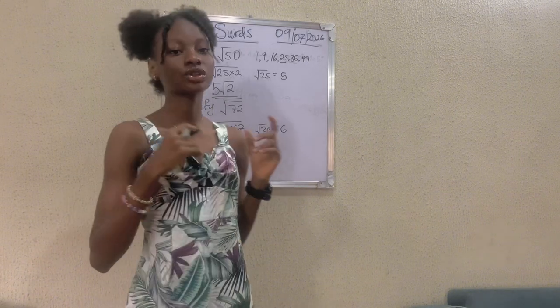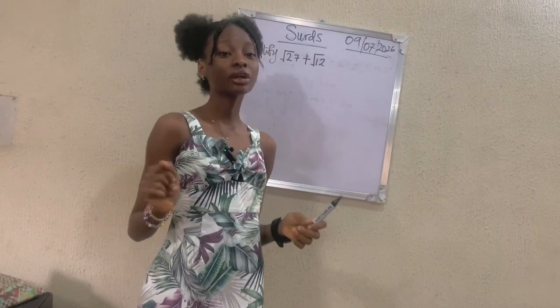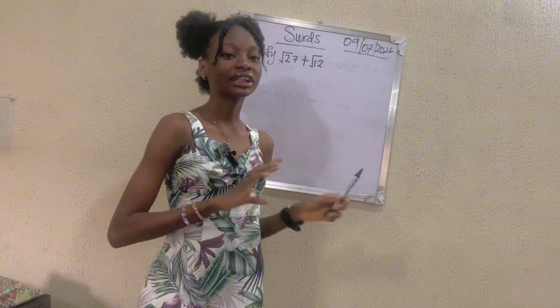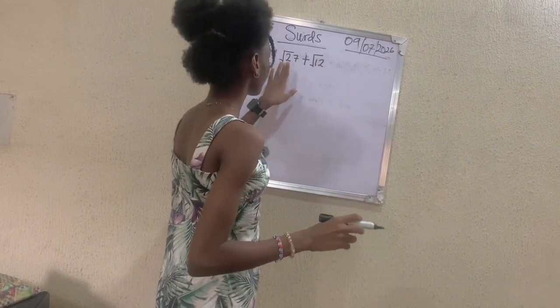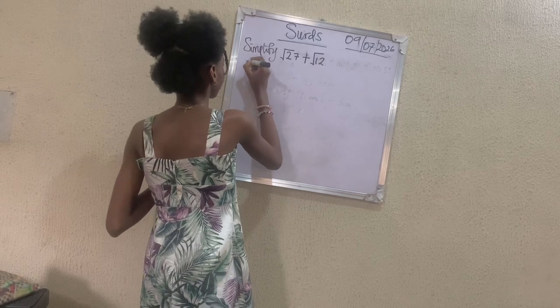Now we're going to learn how to add and subtract surds. Okay guys, we're basically going to do something called separate and simplify. We're basically going to do the same thing we did before, but then add the results of each one. So we're going to simplify this and simplify this, then add our answers. Let's start with the square root of 27.